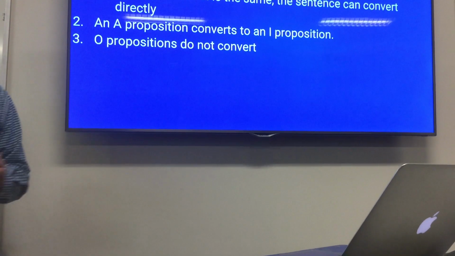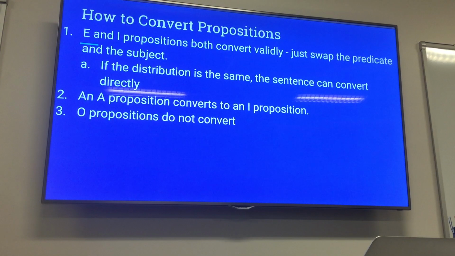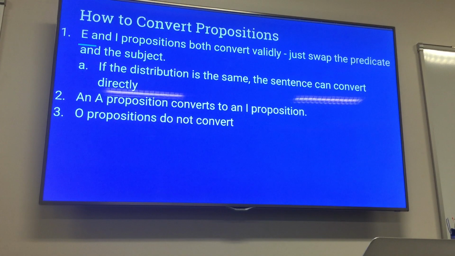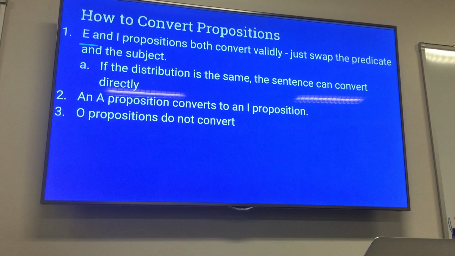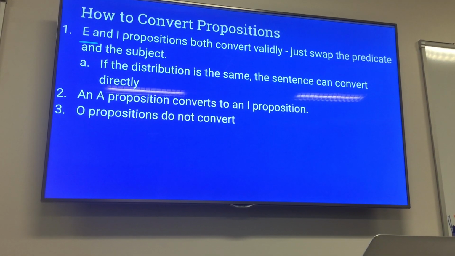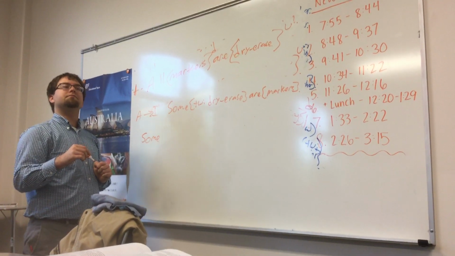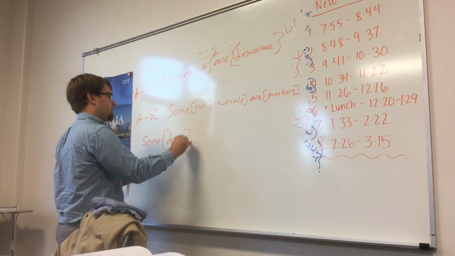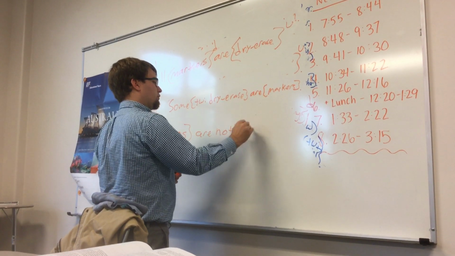Now, the next rule to keep in mind, this is a big one. There are a couple problems where you will frustrate yourselves a lot until you remember this rule: if it's an O proposition, this does not work. O propositions simply do not convert. So, let's say you run into one and it says something like some, I don't know, Colin, can you give me a noun? Dog. Some dogs are not three-legged.